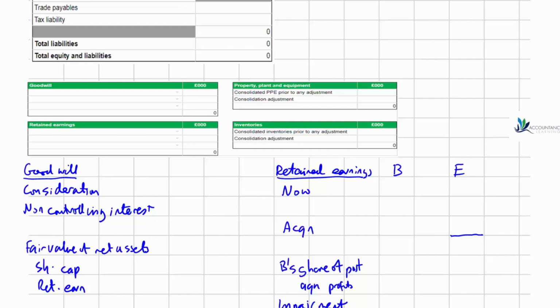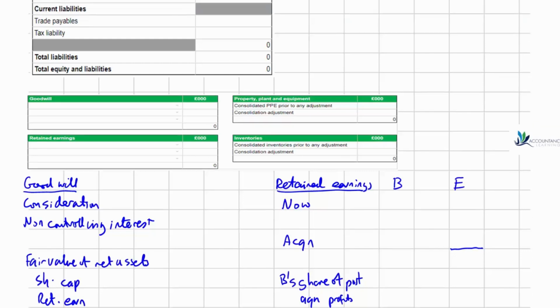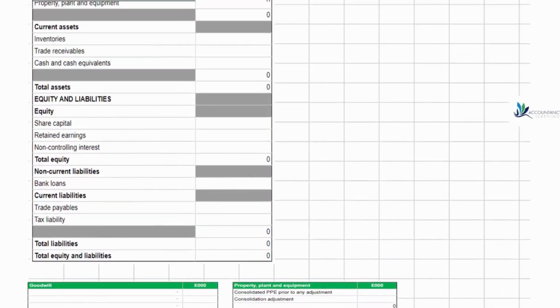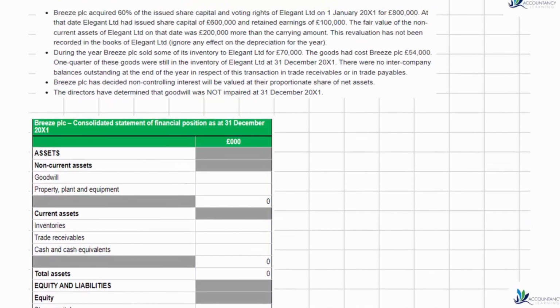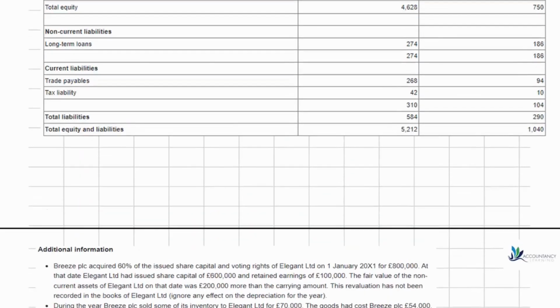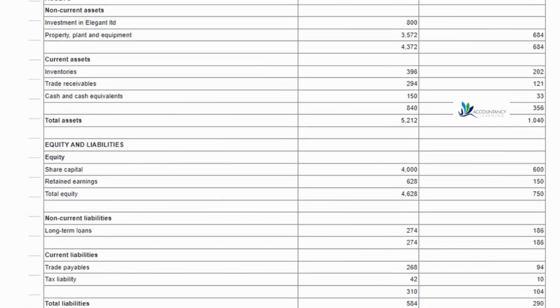So the next bit then is that we want to earn as many marks as quickly as possible. So there is an order in which we should be dealing with the information they provide us. They have given us that additional information, so we should leave that until the end. And they've given us the two sets of financial statements. So we'd recommend that the first thing you should do is, on your scrap paper, set up all your workings.